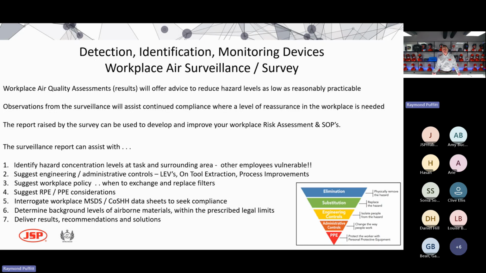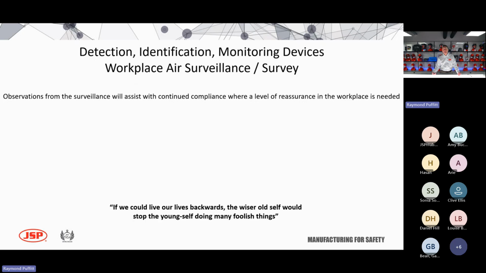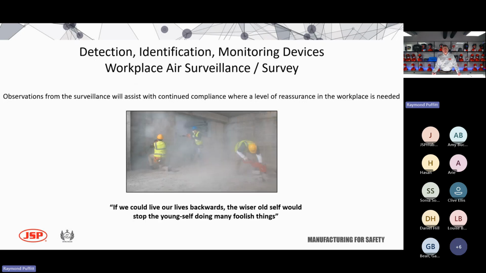Again, we could have looked to the graphic on the right-hand side, hierarchy of controls. Good, we're getting there. So what I want you to read is, or also look at the picture in front of you and read that strap line below.